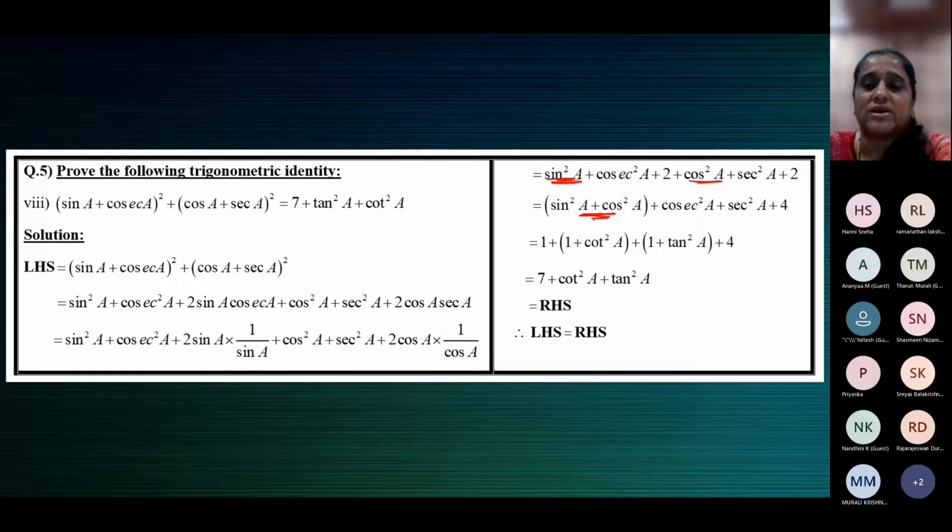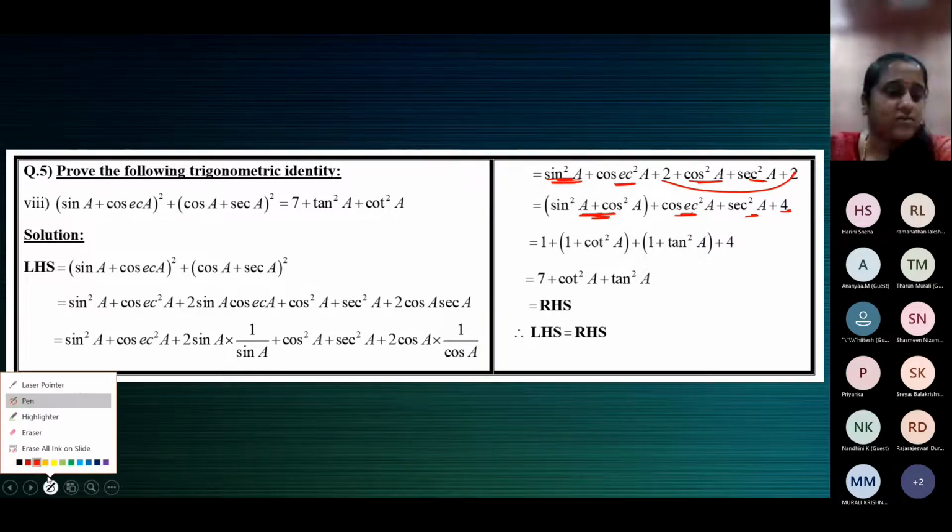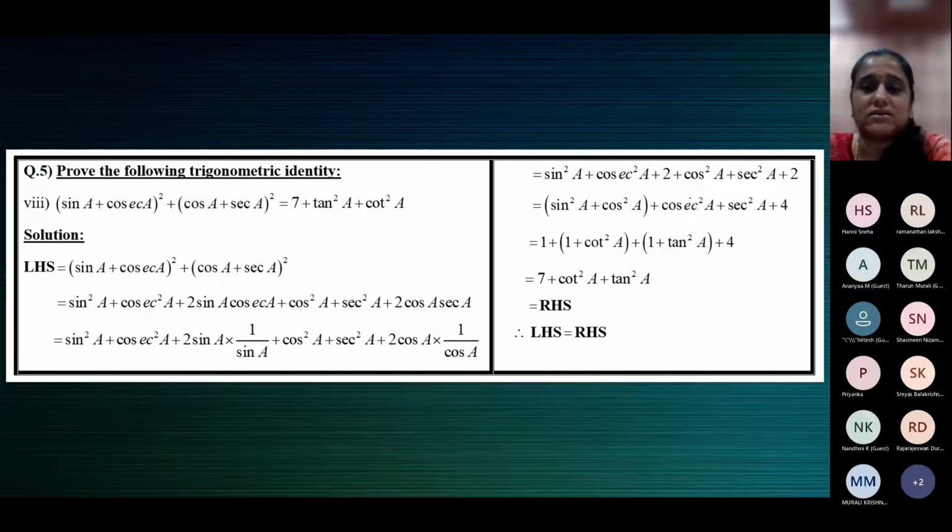Then what else do we have? We have cosecant² A, we have secant² A, and 2 plus 2 is 4. Okay, so this is also nothing difficult. We grouped sin² A + cos² A, and then we wrote the remaining cosecant² A + secant² A. 2 plus 2 is 4.